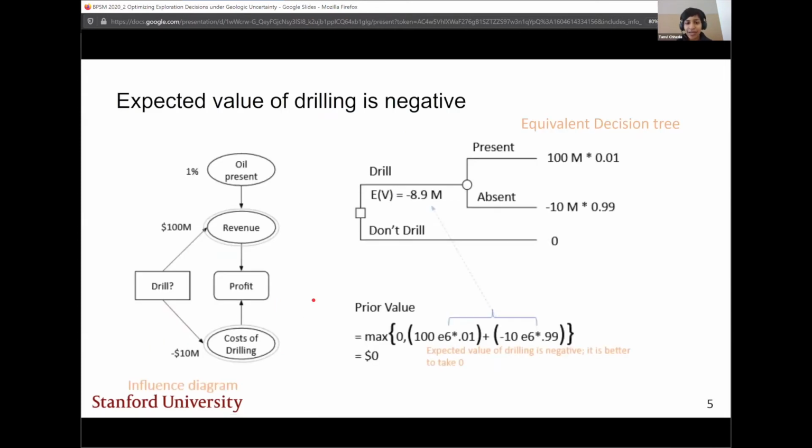As most of you might have evaluated, feel free to grab a pencil and a paper and do this using your own methods as I walk you through this. The expected value of drilling is a negative $8.9 million because of the low probability of finding oil, which was 1%, and given the 99% chance that we won't find oil, we would end up just spending the amount on drilling the well. So the other alternative of not doing any action is better, with expected value of 0 compared to this negative $8.9 million. So our prior value for this decision that any objective decision maker would make is $0.